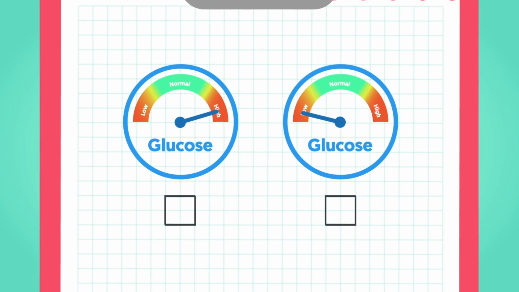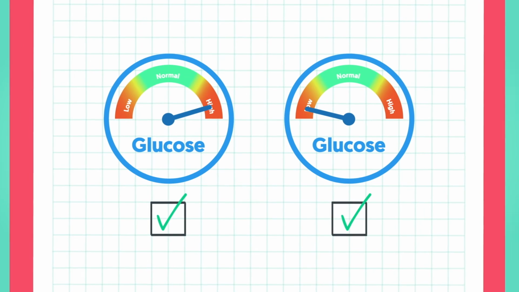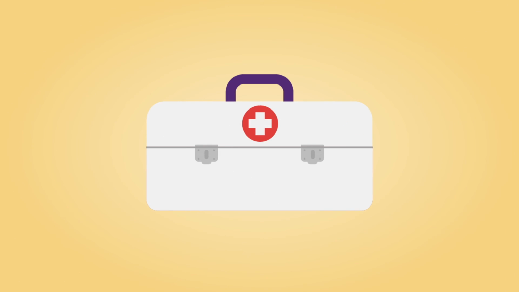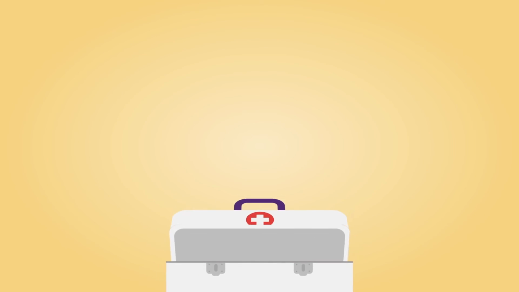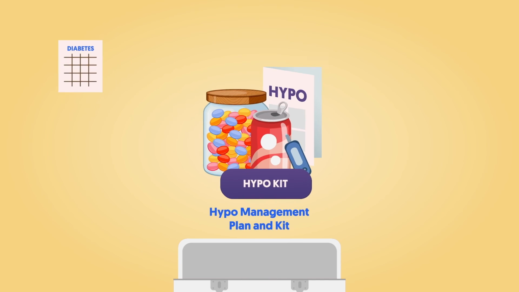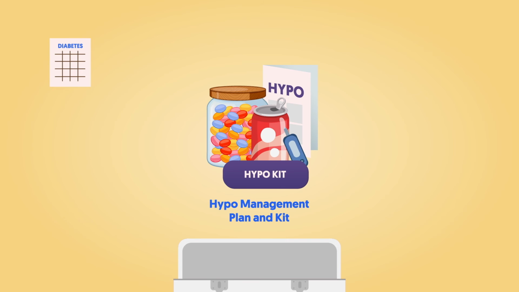Now that you have a good understanding of high and low blood glucose levels, let's bring together the range of tools to help you in your role. We've already talked about individual diabetes management plans. This will assist you with identifying residents at risk of a hypo. Each SRS should have a hypo kit which contains instructions for use and several glucose options. Make sure you know where your kit is located at your facility.